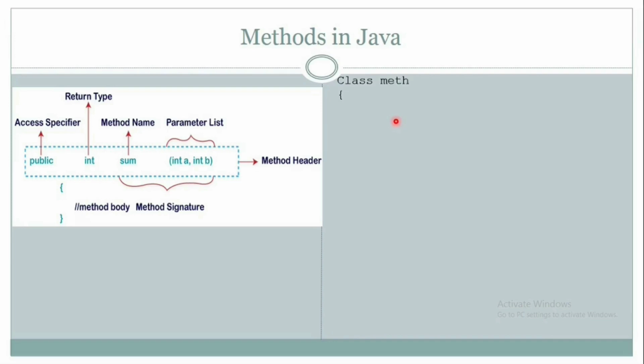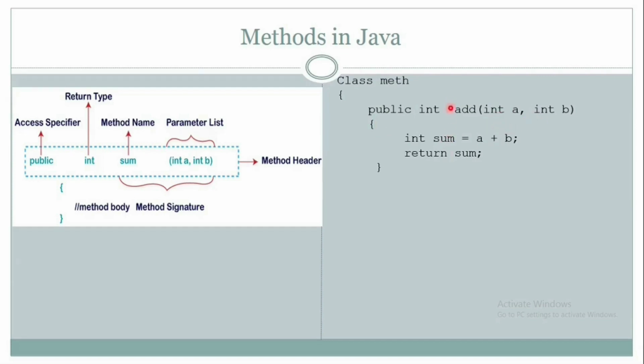Here is the class Meth, and we have defined a method inside the class Meth. The method name is add, and int a and b are local variables. Even sum is a local variable. The visibility of a, b and sum will be within the block itself. So int sum is equal to a plus b, and return sum. Since sum is of type integer, the return type is also integer, and the access specifier specified is public. So here are the formal parameters.